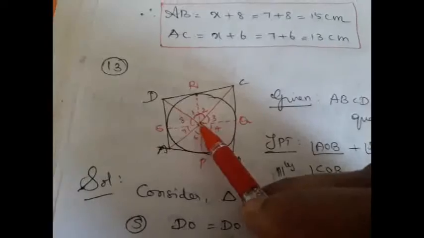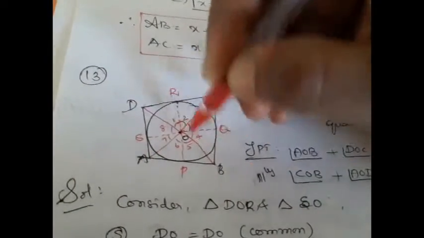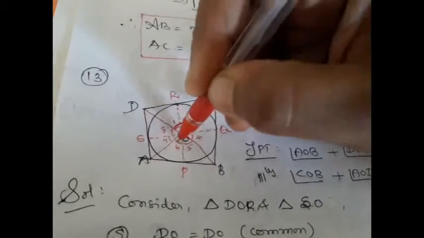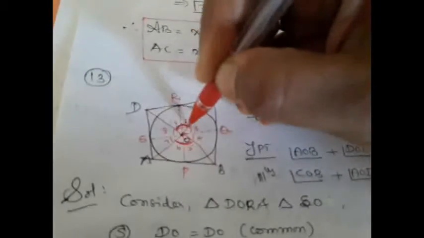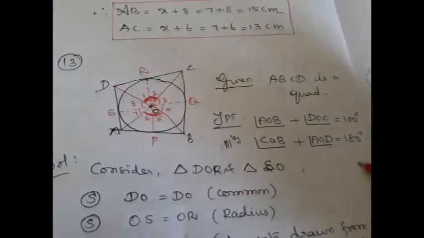They asked you to prove that opposite sides of a quadrilateral circumscribing a circle subtend supplementary angles at the center. The opposite sides subtend supplementary angles at the center, which means this angle plus this angle we have to prove equal to 180 degrees. That's what we need to prove. AOB plus COD equal to 180 degrees. Similarly, COB plus DOA equal to 180 degrees.